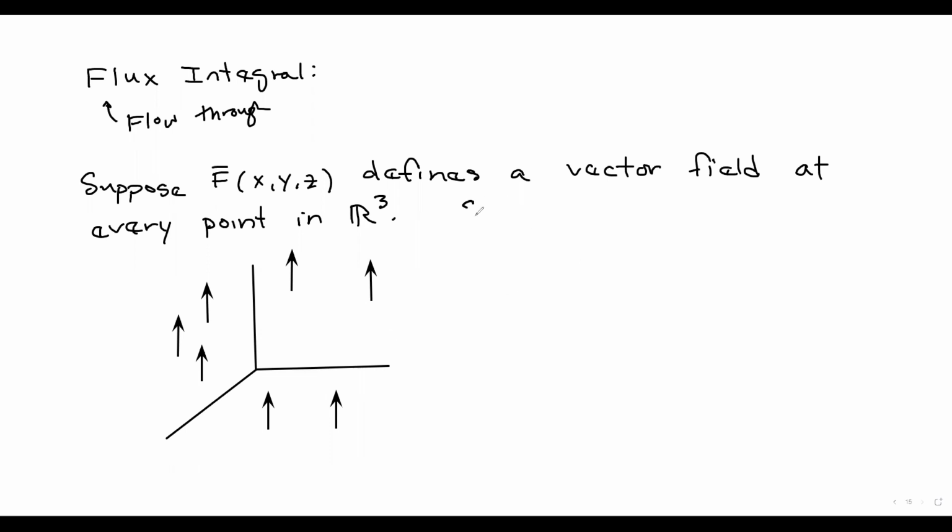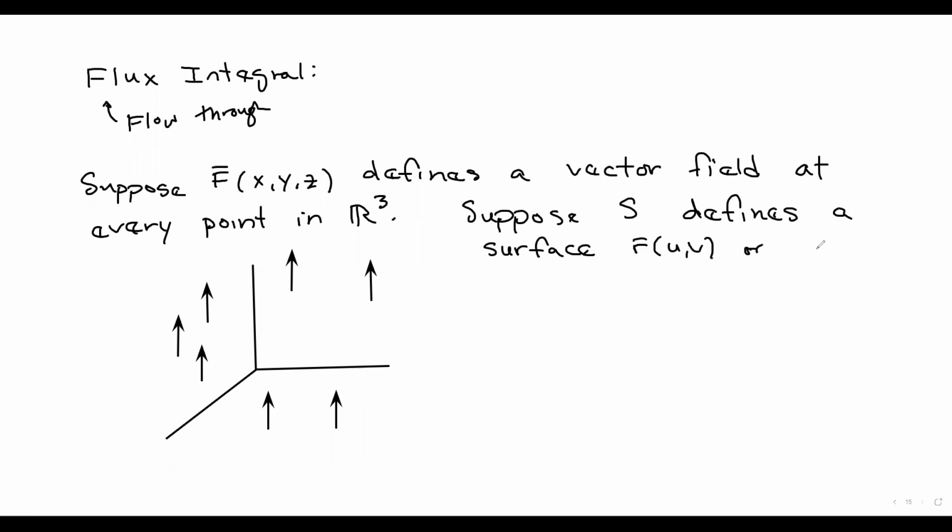Okay, so suppose we also have S defines a surface. And I put it's either r of u,v or it's z equals z of x,y, but it could also be y equals y of x,z or x equals x of y,z. It could be any variation of the various rectangular coordinate definitions. Well, we got a surface in here.